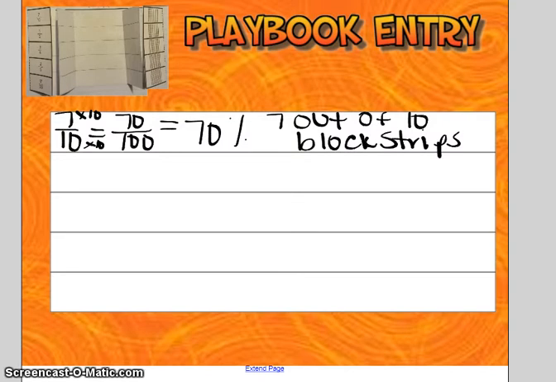So now what you're going to do is you're going to take your other examples right here and you're going to fill out the rest of the information. Then I want you to fold the flaps inward and I want you to shade in the 100 grid exactly the way it should be.